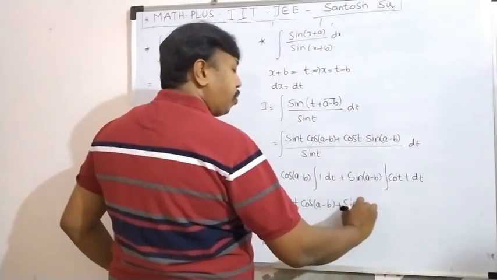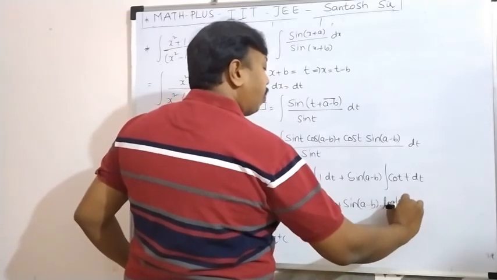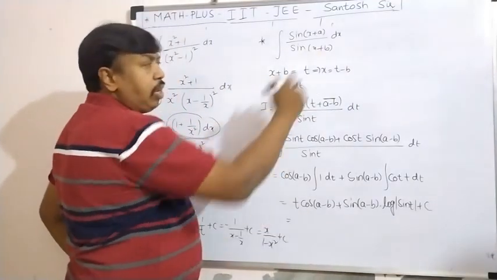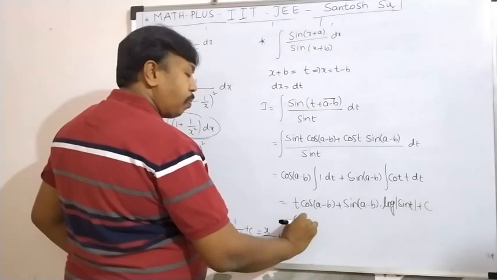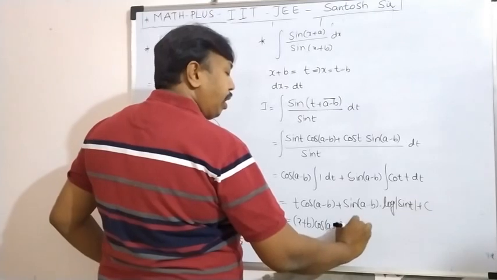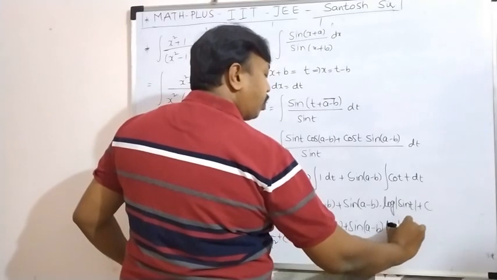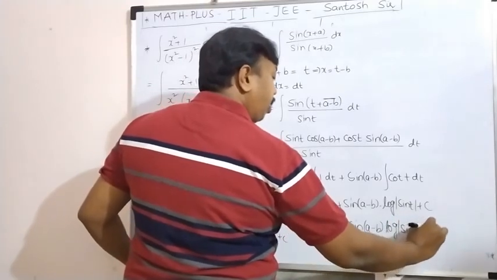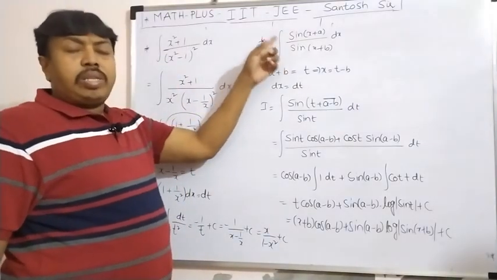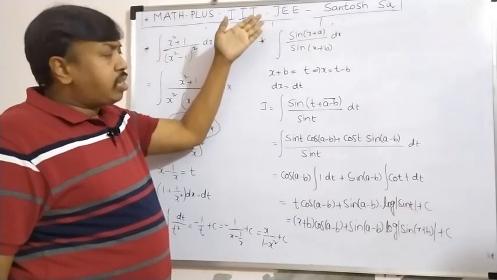Plus sin(a minus b) into this becomes ln of modulus of sin t plus c. Understood? Now replace the t value. What is the t value? x plus b. So (x plus b) into cos(a minus b) plus sin(a minus b) into log of modulus of sin(x plus b) plus c. This is the answer. So see, this question is similar to the previous question we have already done, like sin x upon sin x plus a, in the same way.